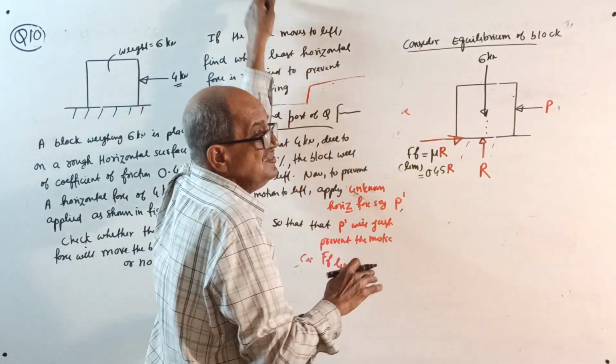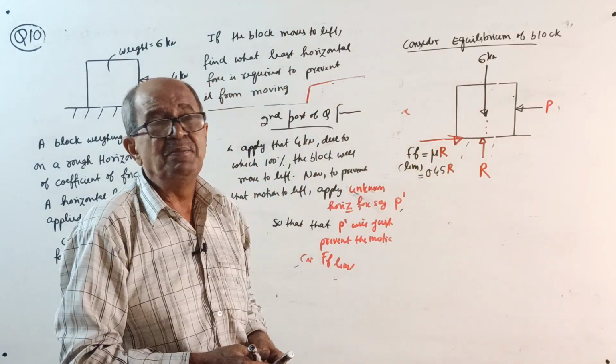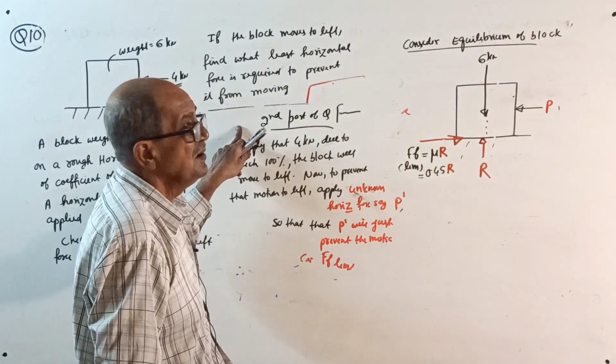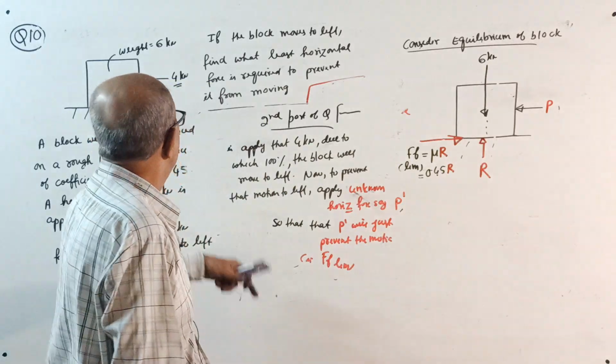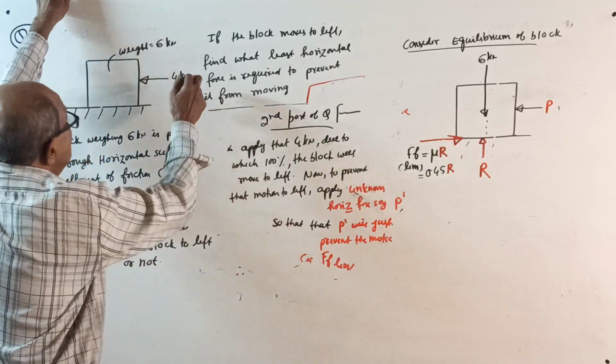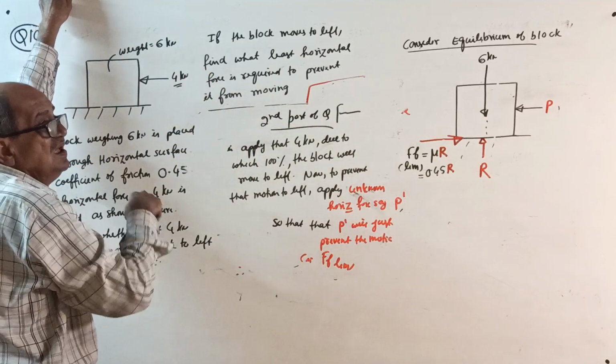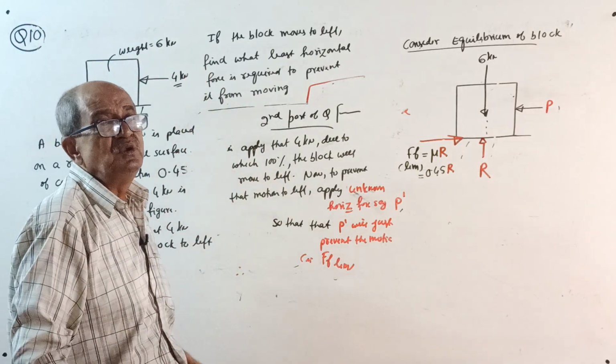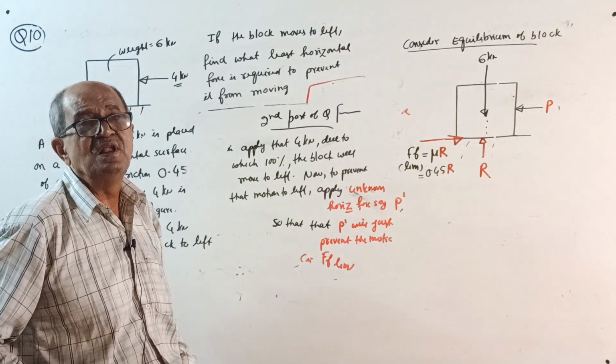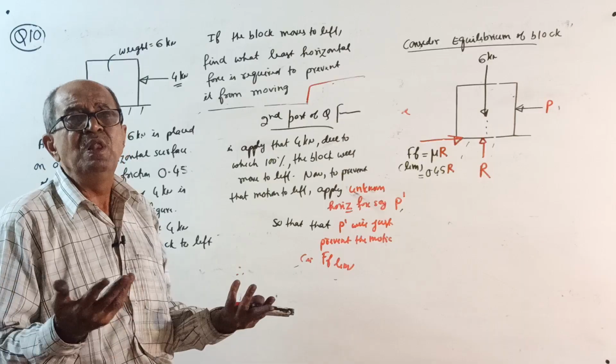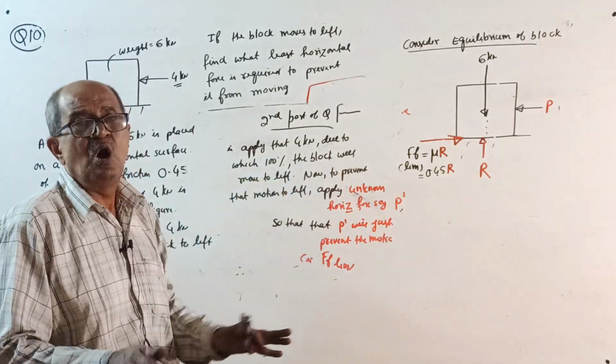See, remember, the second part is not applicable if your answer for P comes more than 4 kilonewton. When you solve the first part, your applied force is 4. Suppose to move the block you require a force of more than 4 kilonewton, then due to 4 kilonewton, the block will not move. Second part is not applicable.